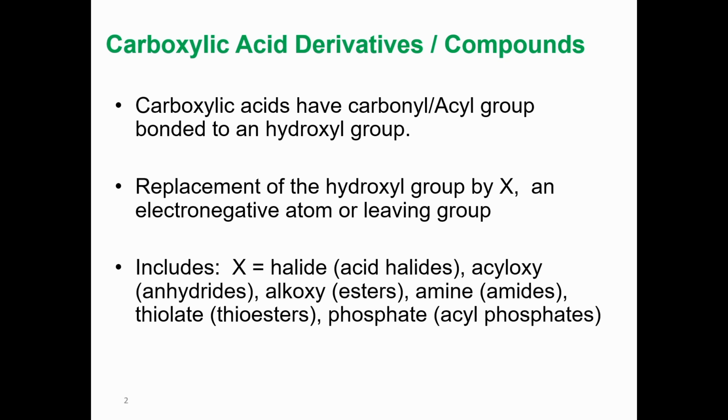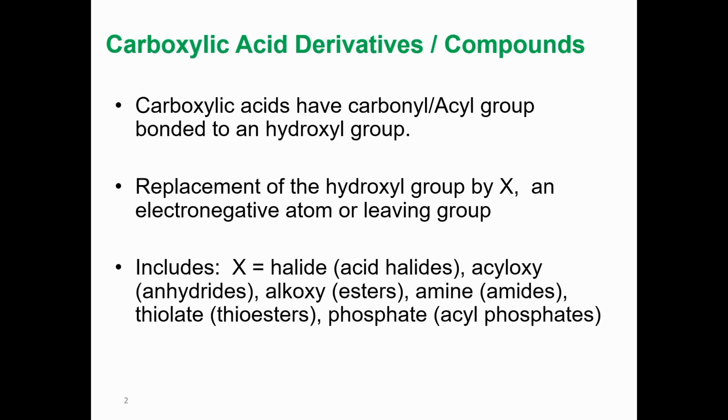This X, which is the hydroxy group, when it's replaced with halide, we form acid halide. Acyloxy forms anhydride. Alkoxy forms esters. Amine forms amide. Thiolate forms thioesters. Phosphate forms acyl phosphate. So these are acid derivatives formed by replacing the hydroxy group by all those mentioned.